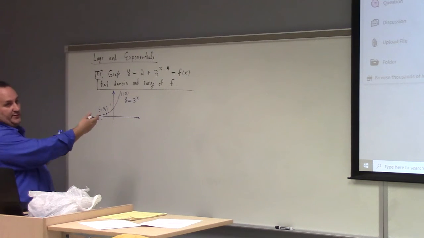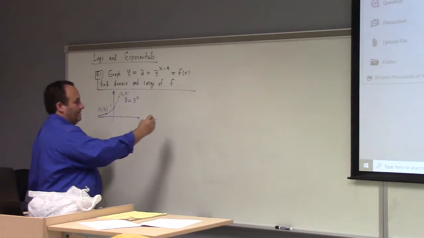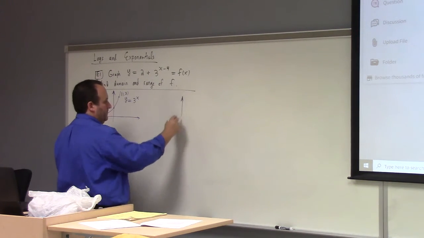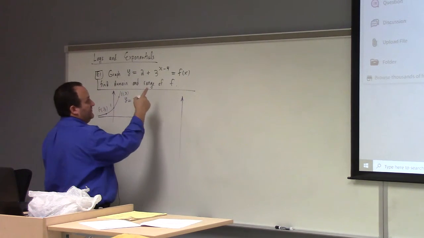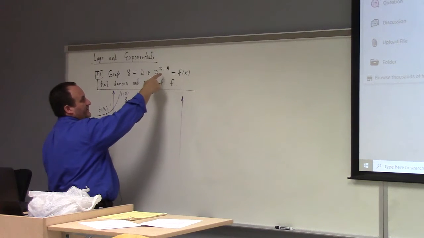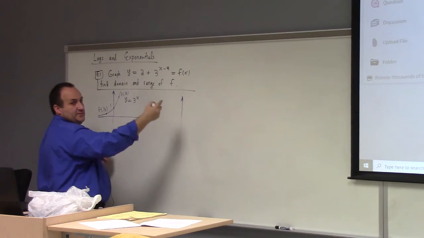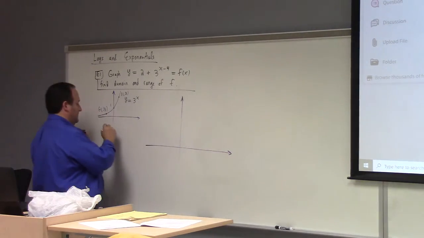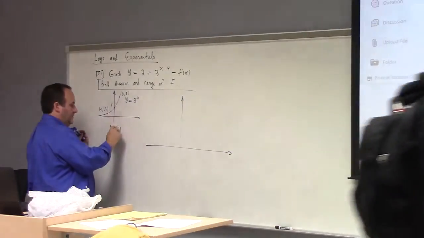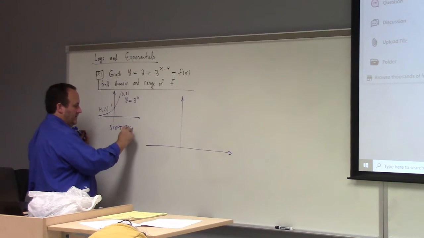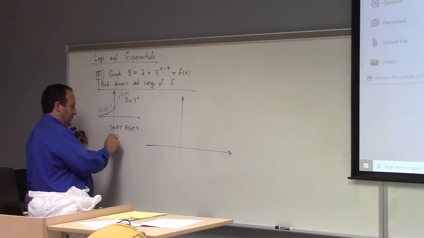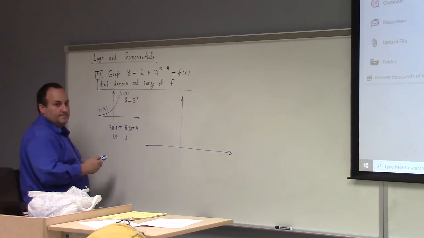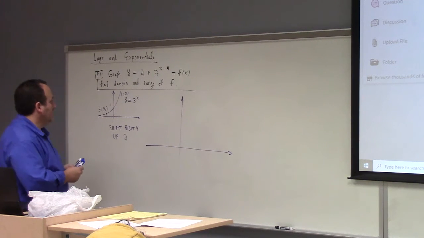If we look at the formula we have, what are we going to do? We shift right 4 and up 2. Yeah? So we want to shift right 4 and up 2. All right?